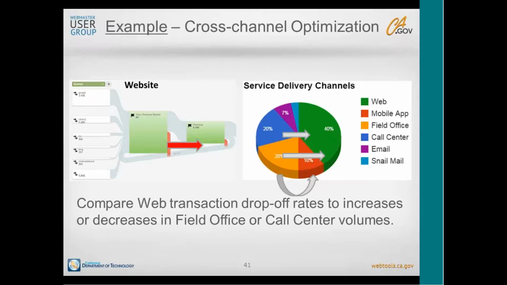And so one of the things we'll be discussing is, what would happen if you increased or decreased those drop-offs, so more people got out to the checkout point, so you increase the number of people being successful in using your web channel, and what would be the impact on your other service delivery channels, for example, your call center or your field office. And then, of course, what would that mean in terms of reduction of costs? So these are some of the things that we're going to talk about, to be able to compare these things ultimately. And so it's not just about even the web.